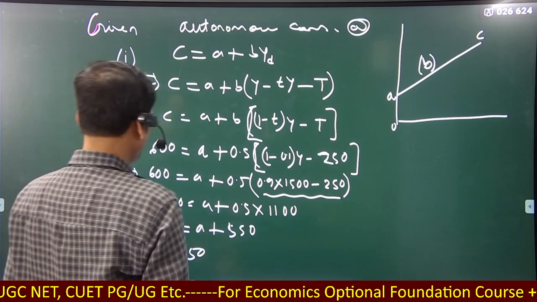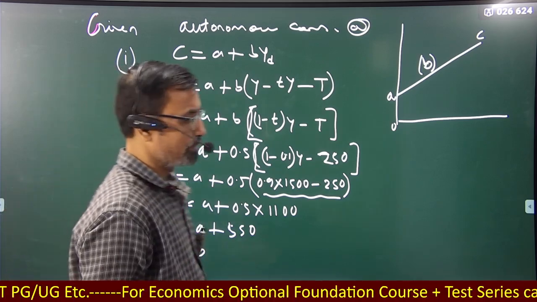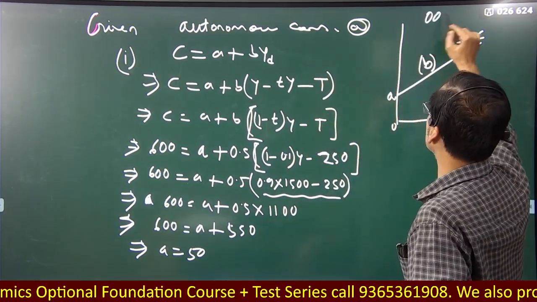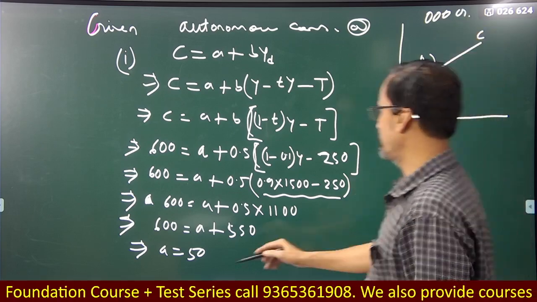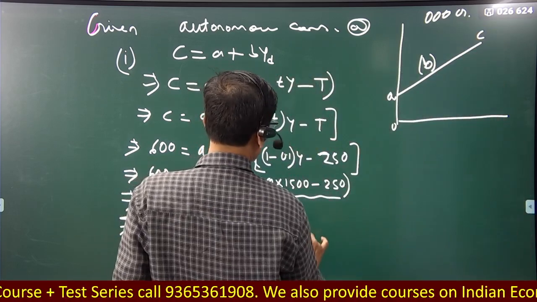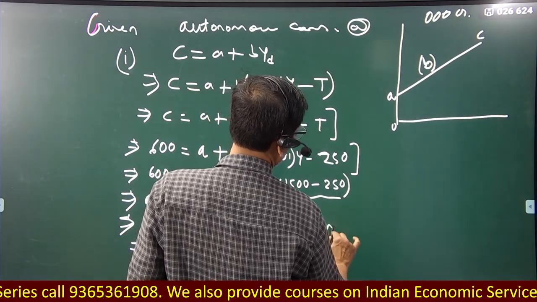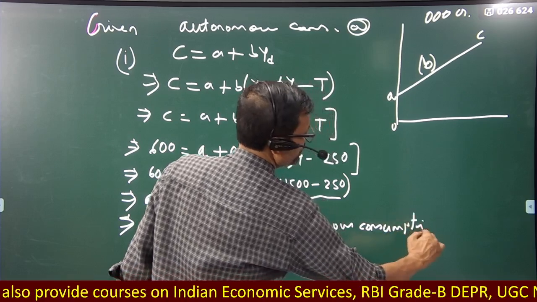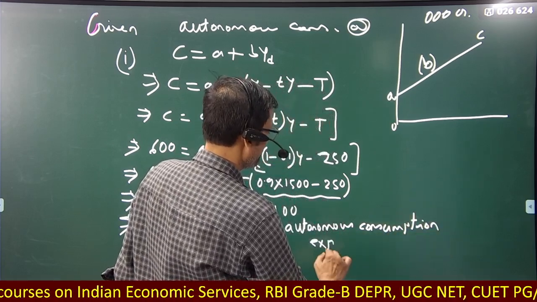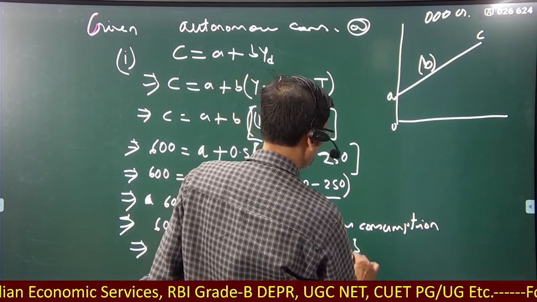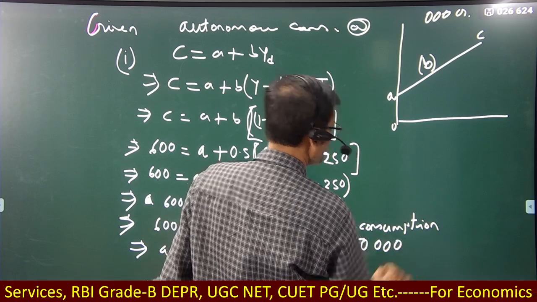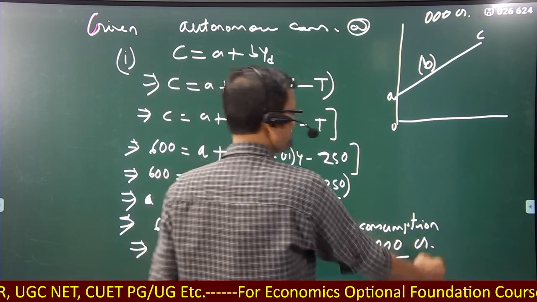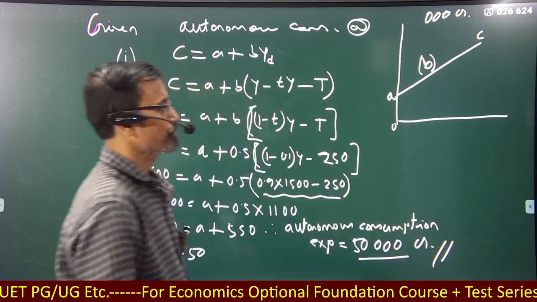After adding the units, the question is demanding values in thousands of crores. So therefore the autonomous consumption expenditure is equal to 50, that is 50,000 crore. This is the answer to the first question.